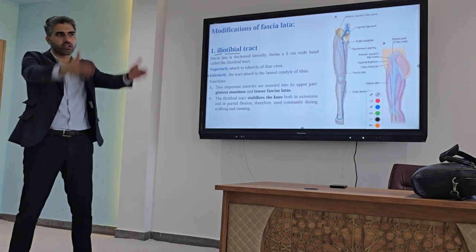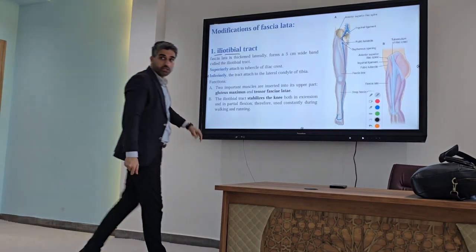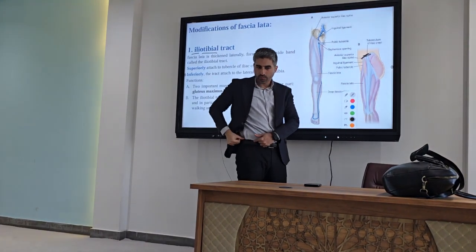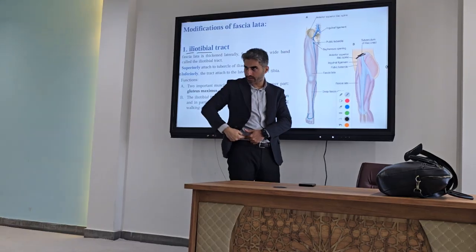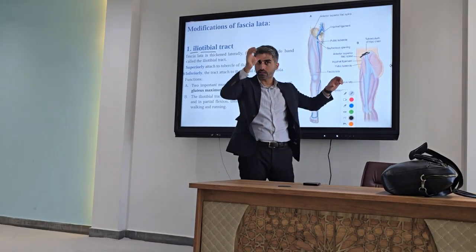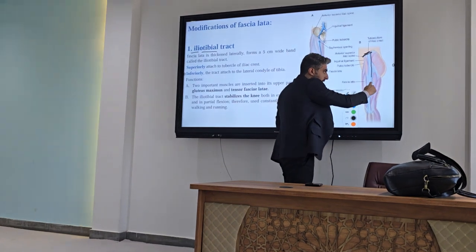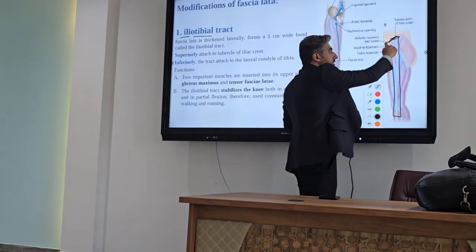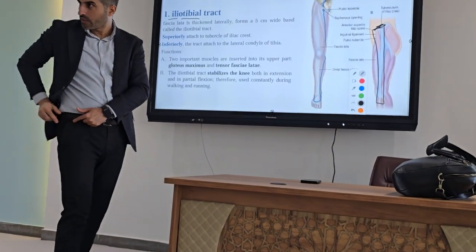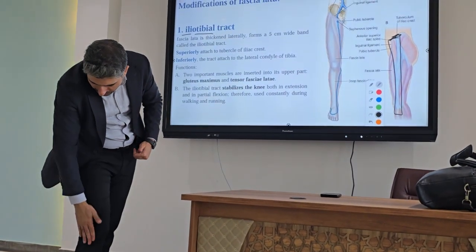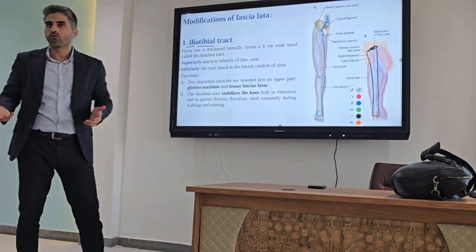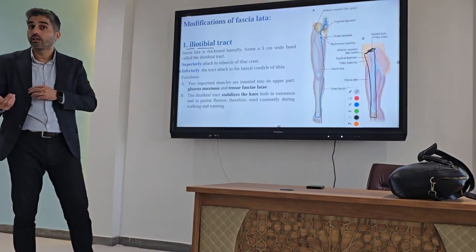Tract means vein. So when we say iliotibial tract, from the iliac crest, this part of the hip, one band comes down and attaches to the tibia. Iliotibial tract. So why? What is the reason?